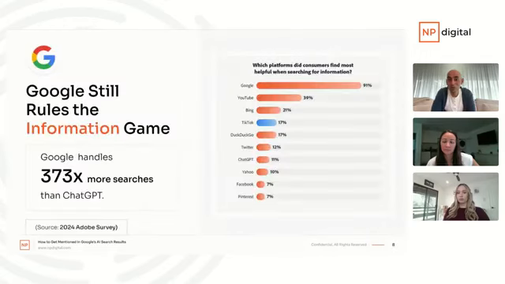And when you look at which platforms give people the information they're really looking for, people find that Google is the most helpful platform, followed by YouTube. And when you look at Google and YouTube, owned by the same company, they really do dominate the search landscape, at least when it comes to traditional search.